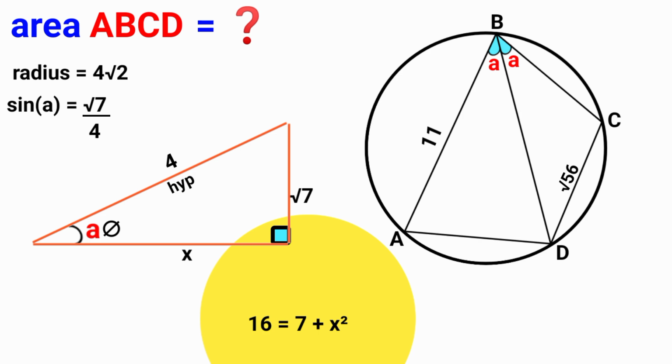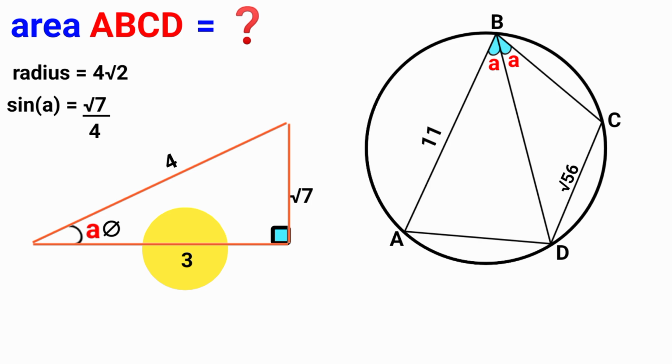So 16 equal to 7 plus x squared. Subtract 7 from both sides. Here 7 minus 7 is 0, while here 16 minus 7 is 9. So 9 equal to x squared. Take the square root of both sides. Here square root of 9 is 3, while here square root of x squared is x. So 3 equal to x. That is, the length of this side is 3 units.